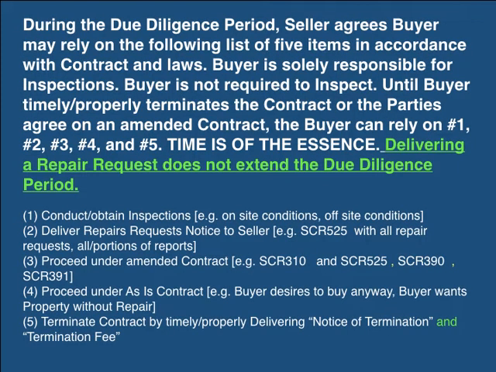Next, it says, during the due diligence period, the seller agrees buyer may rely on the following list of 5 items in accordance with the contract and laws. The buyer is solely responsible for inspections. The buyer is not required to inspect until the buyer timely, properly terminates the contract or the parties agree on an amended contract. The buyer can rely on number 1, number 2, number 3, number 4, and number 5.